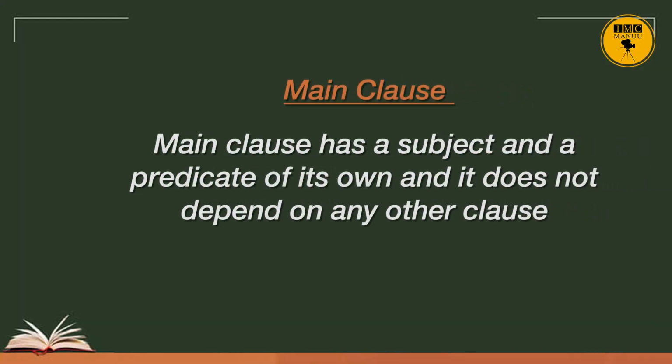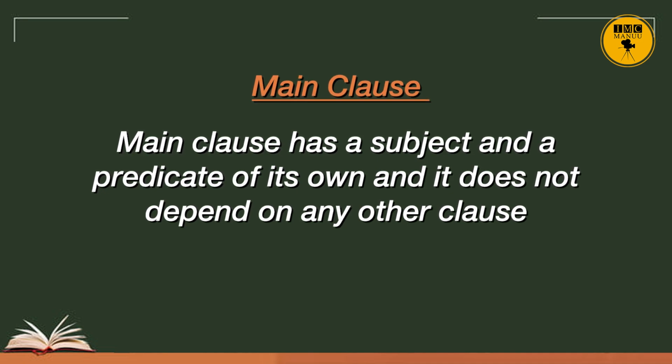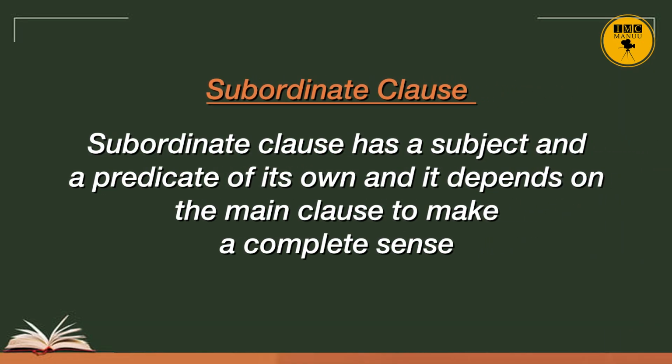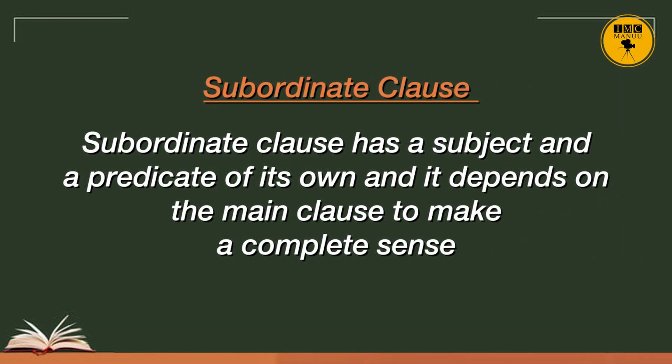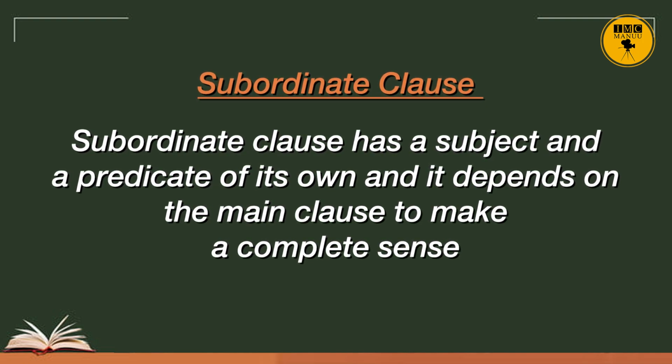Now let us see the definition of a main clause and a subordinate clause. A main clause is a clause which has a subject and a predicate of its own and does not depend on any other clause. A subordinate clause is a clause which has a subject and a predicate of its own, and it depends on the main clause to make a complete sense.